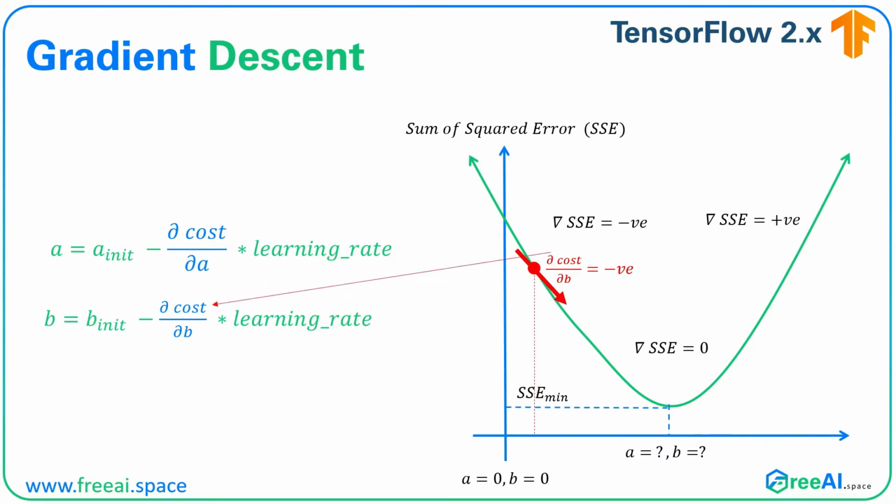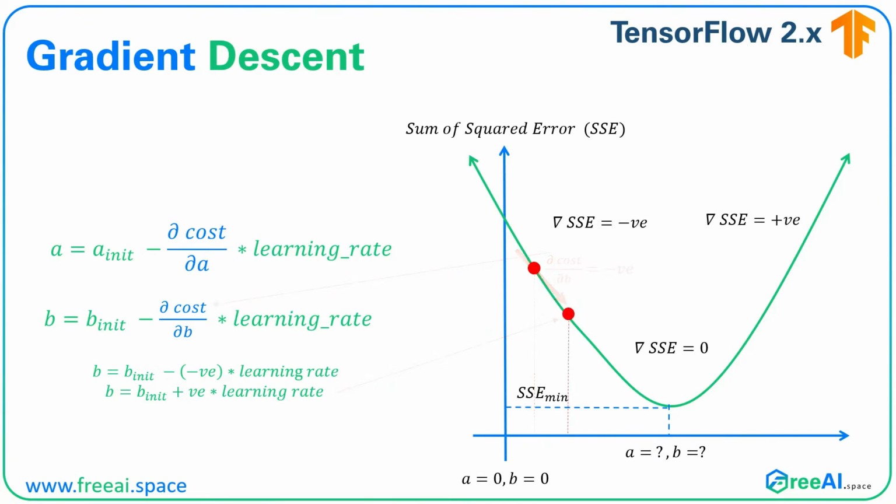Now what we will do is take that negative derivative and substitute it in our equation. As we substitute, we get b is equal to b init minus a negative value times the learning rate. So the value you get in this case is b initial plus some positive value. Let's say b is equal to 1, and the value you get in the next iteration will be something like 1 plus 0.1, which is equal to 1.1. So we can find that the newer value of the slope is somewhere around here.